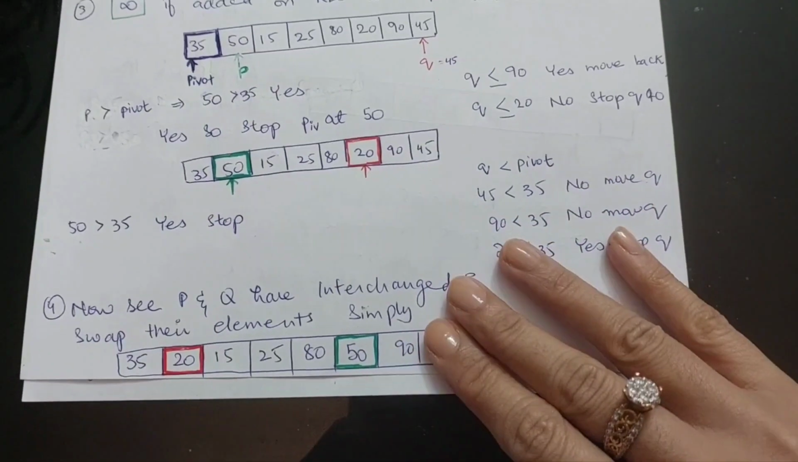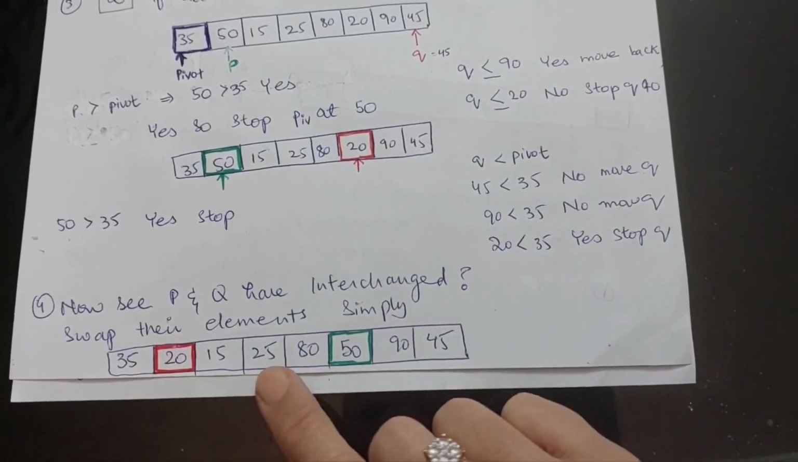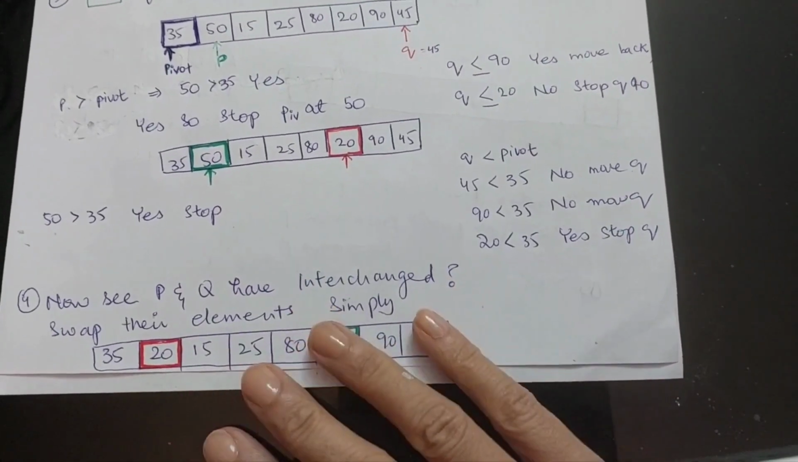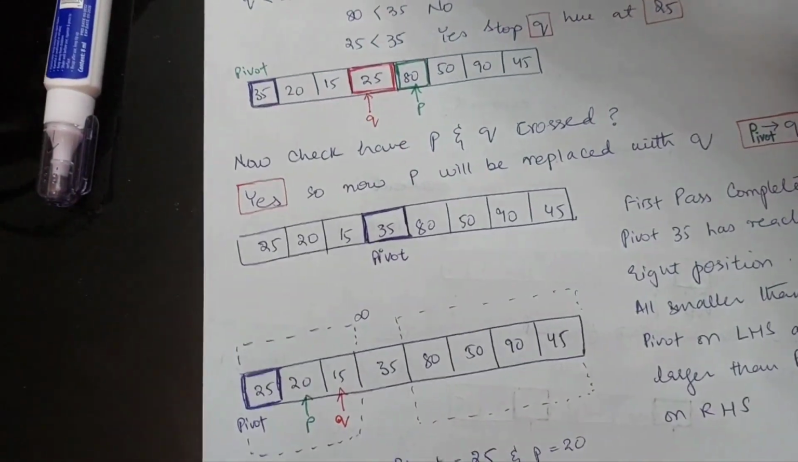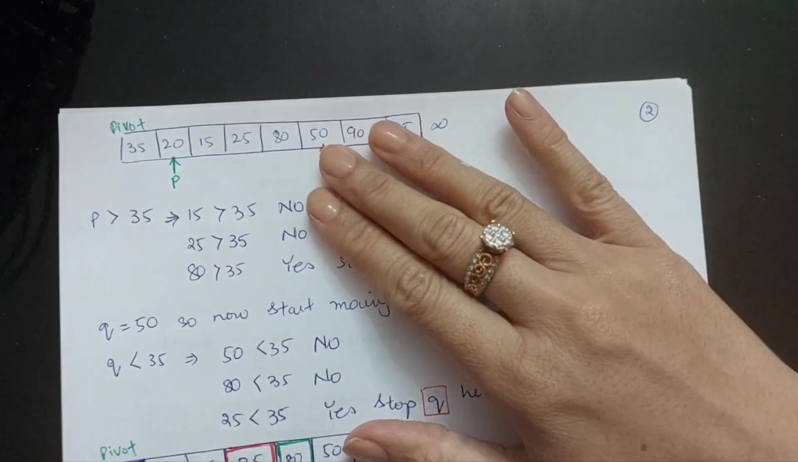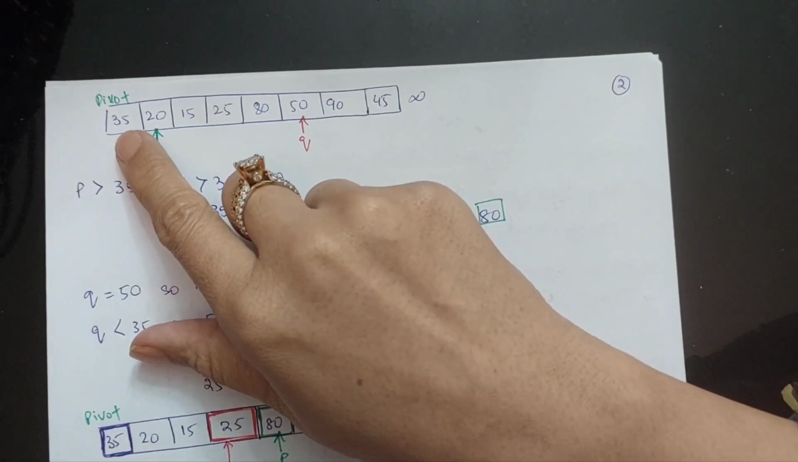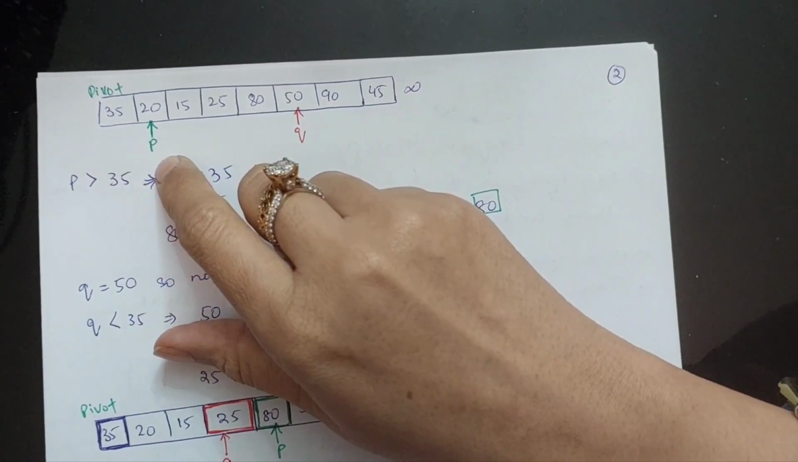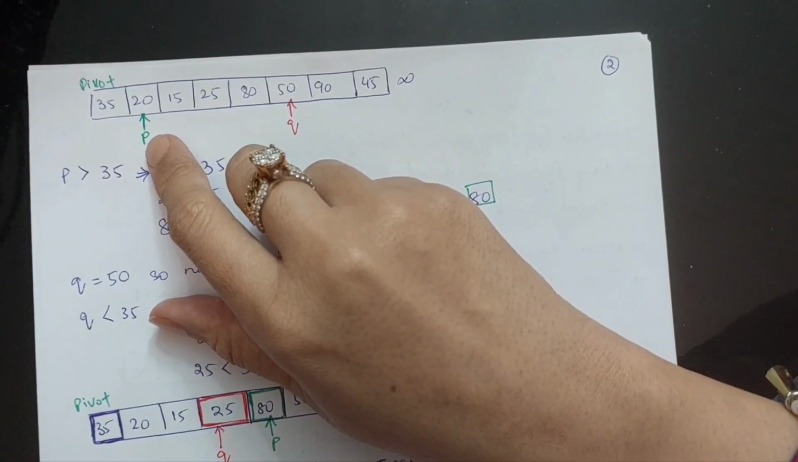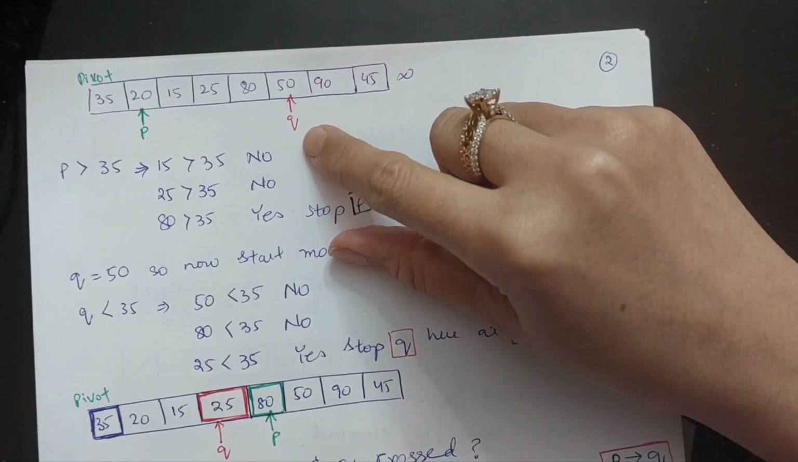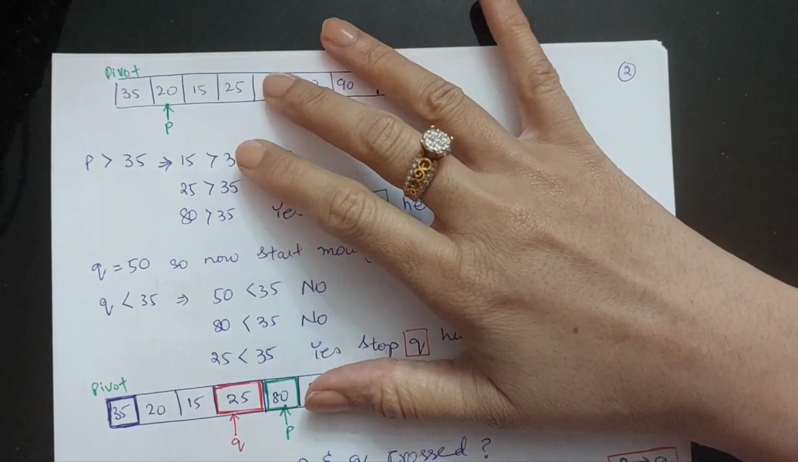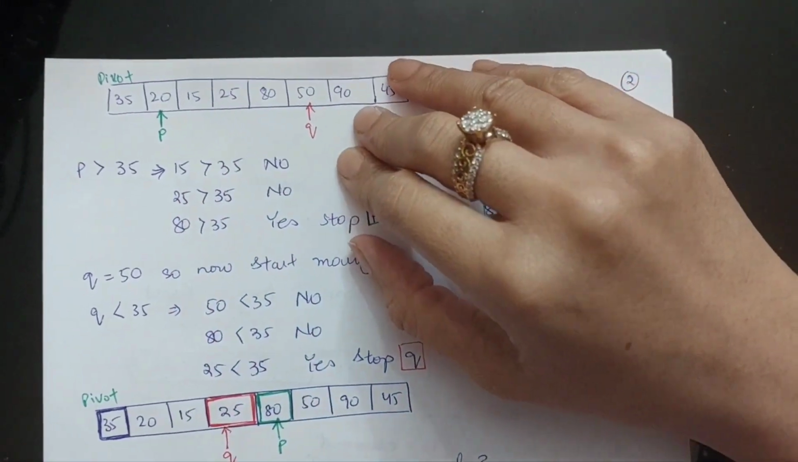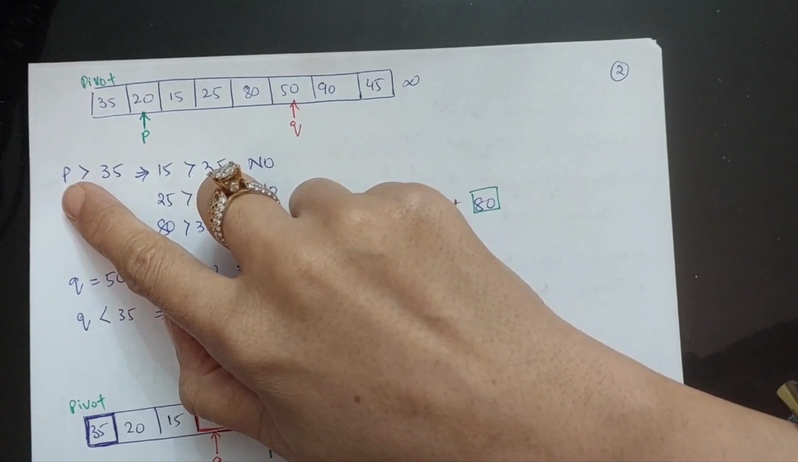Now if you look at this array, you can see that a little sorting has been done, but still the elements are not sorted. So we will continue this quick sort algorithm further. All right, so now again I'm going to start, and my pivot position is the first element 35. This 20 element is assigned with pointer p, and this 50 element is assigned with pointer q. These are the same pointers, I have not changed them, they are on the same positions where I left them before. Okay, so now I'm going to make the comparisons of pointer p with pivot.